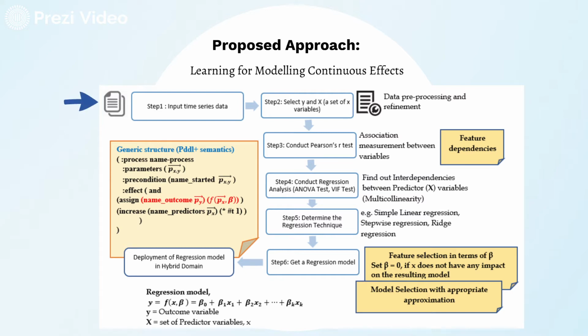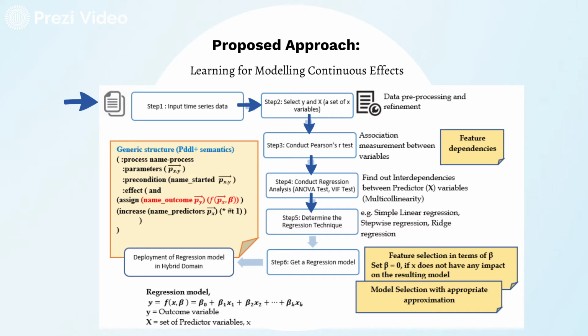Step 1. Input time series data. Step 2. Select the outcome variable y, whose values are to be predicted or estimated by the predictor variables x. Step 3. Conduct Pearson R-test to measure the correlation between each variable in order to find out feature dependencies. Step 4. Conduct VIF test to confirm the interdependencies between predictor variables, which is called multicollinearity.